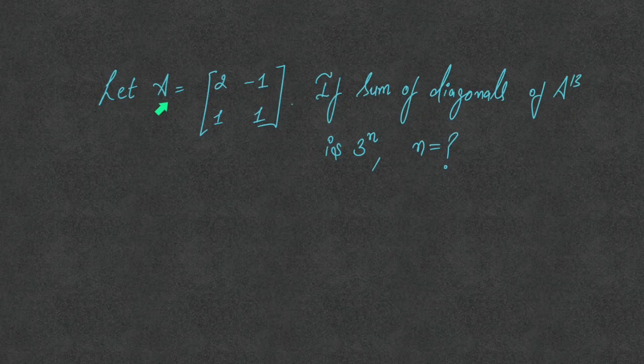Let A be a matrix with entries 2, minus 1, 1 and 1. If the sum of the diagonals of A to the power 13 is 3 raised to power n, what is the value of n? First of all, we would like to find A square of the matrix.